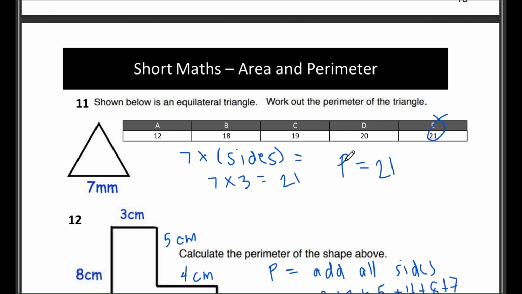An equilateral triangle has three sides that are all the same length. In this case, each side is 7 millimeters, so the perimeter, which is the total distance around the edge, is 3 times 7, or 21 millimeters.